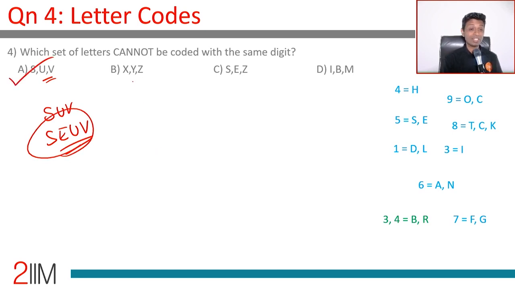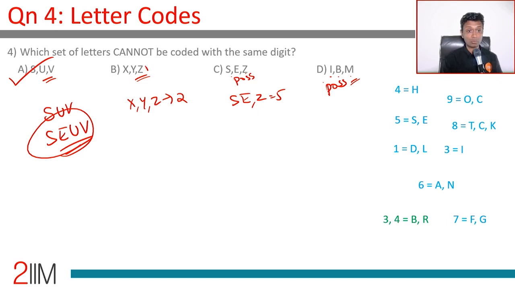I want to think about whether these are possible. X, Y, Z. We've not allotted 2 to anything. X, Y, Z can all be 2. S, E, Z, that is possible. S and E are already 5, and Z could also be 5. I, B, M. I is 3. B could be 3. M could be made to be 3. This is also possible. So these 3 are possible.